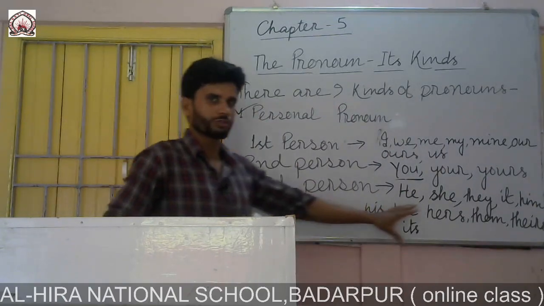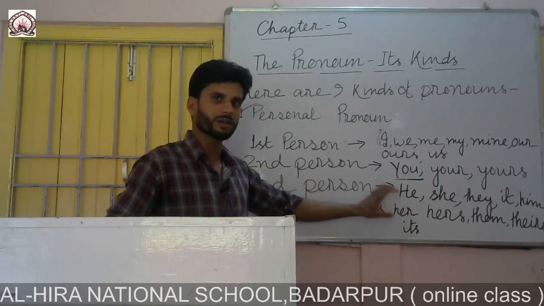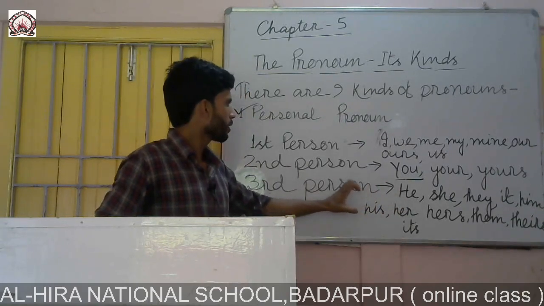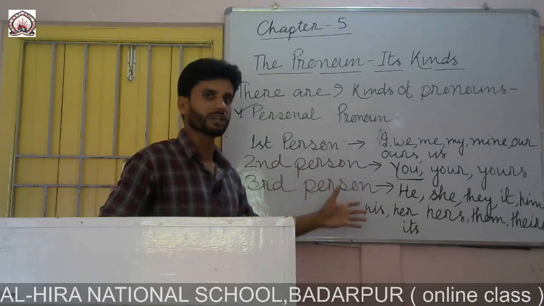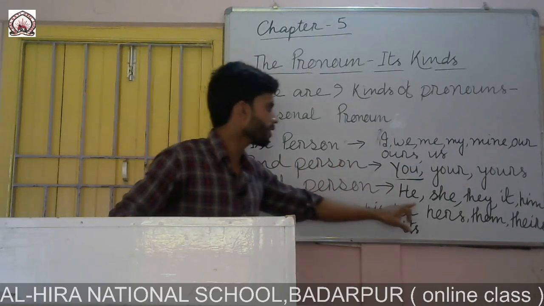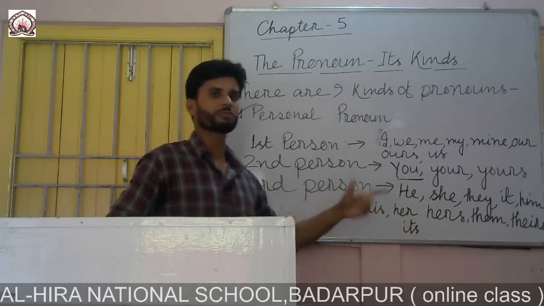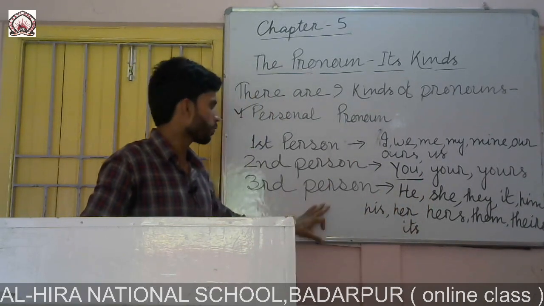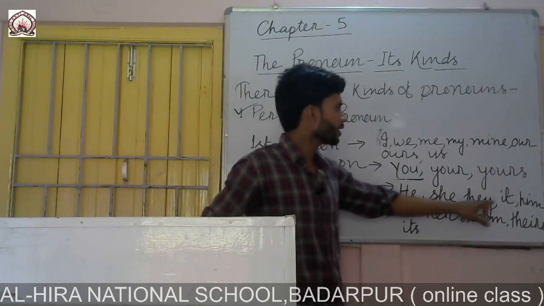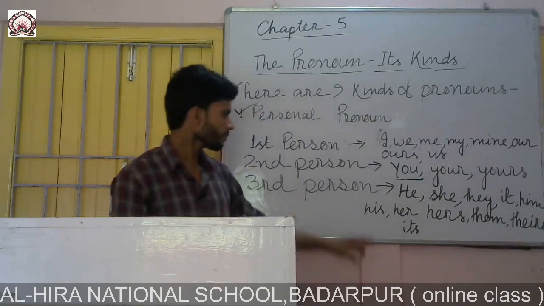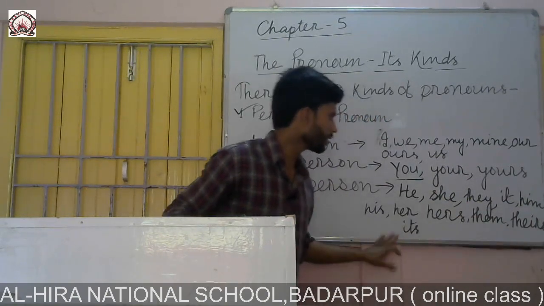So, these are the pronouns which come under the category of third person because they indicate persons about whom the first person is speaking. So, they indicate the persons the first person is speaking about. That is why they are third persons. He, she, they, it, him, his, her, hers, them, theirs, its.